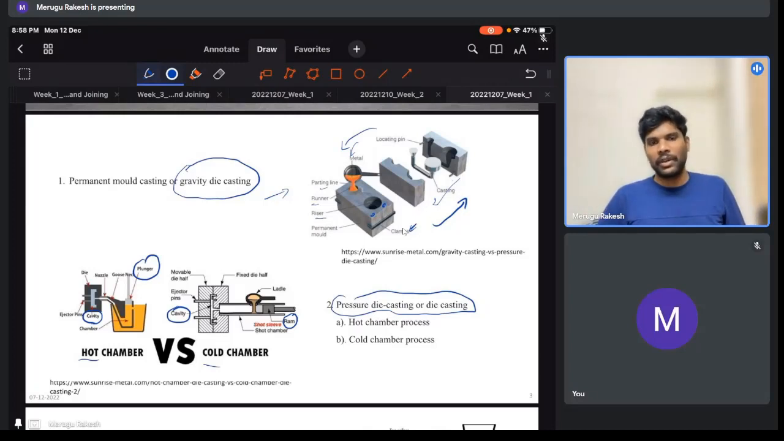Only for low melting points can we use the hot chamber, whereas in the cold chamber we can use nominally the medium range melting metals. So that's the basic difference between the hot and cold chamber processes. So let us move to the next.